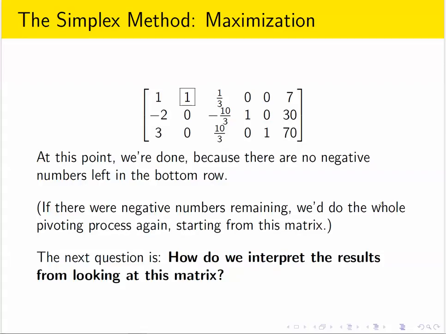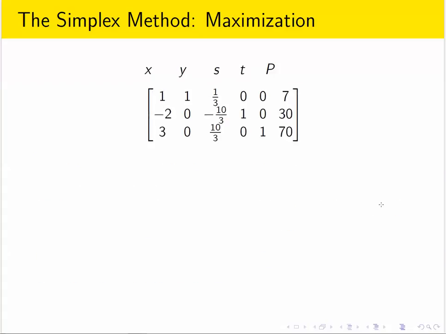In this case, since we are done, since we don't see any negative numbers in the bottom row, the question is, well, what's the answer? We were trying to solve a standard maximization problem by going through this process. How can we tell what the answer is from looking at this matrix? So let's go back to the matrix, and these labels at the top here are reminding us where the columns came from. The first column corresponded to coefficients of x in the three equations that led to the rows of this matrix. The second column corresponded to coefficients of y, and so on.